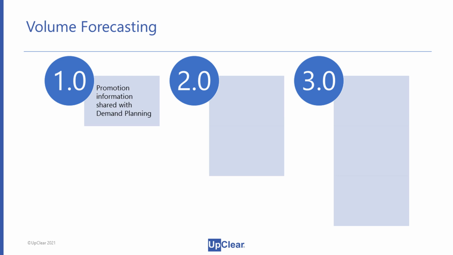All right, and last area, volume forecasting. So in the 1.0 world, in a lot of cases, the sales team is just simply sharing their promotion schedule with demand planning, and demand planning is independently managing the demand plan.